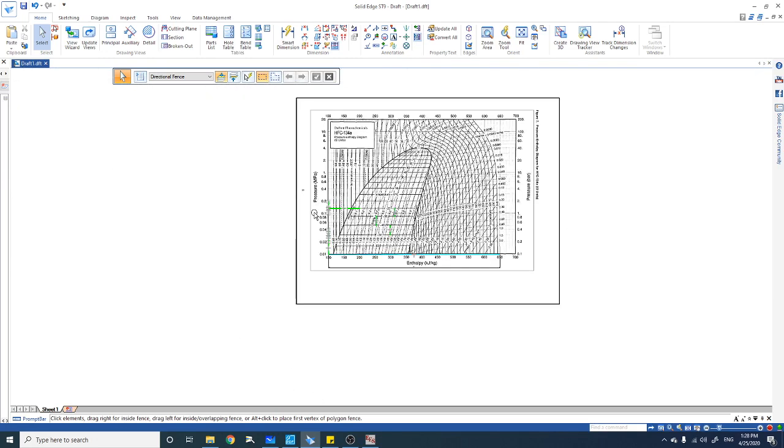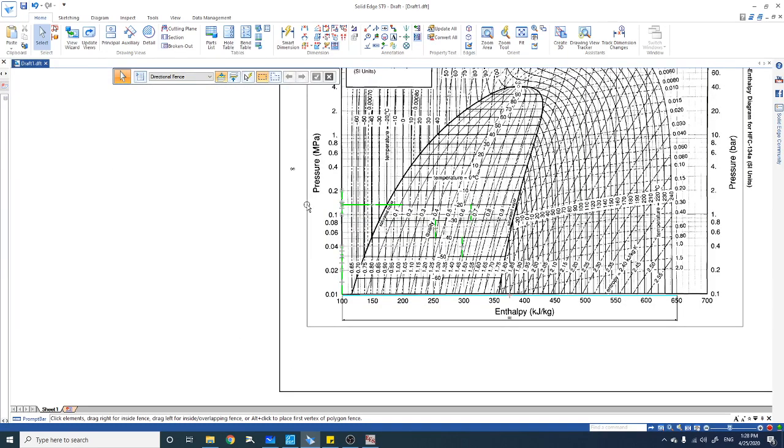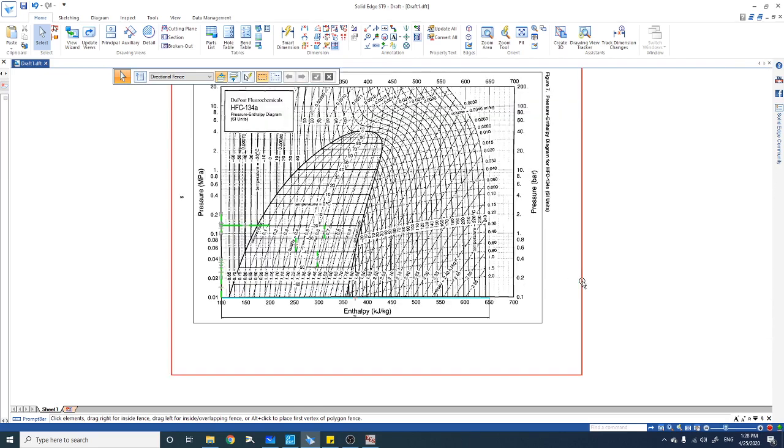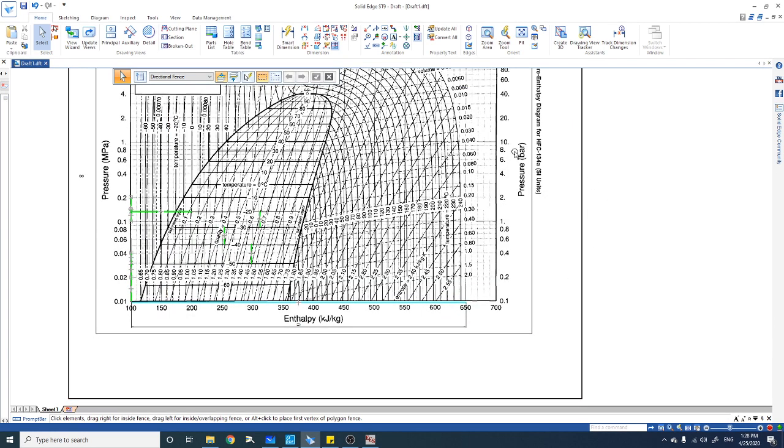Next is the scale that is used on the y-axis. On the y-axis, if you look on the left hand side, it is provided in MPa, megapascal. Different charts use different units. In this particular chart provided by DuPont, you have pressure in bar on the right hand side, and on the left hand axis you have pressure in MPa. You can make use of either one, it is equally good.